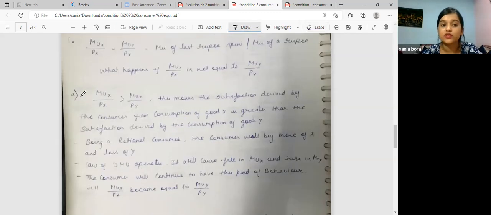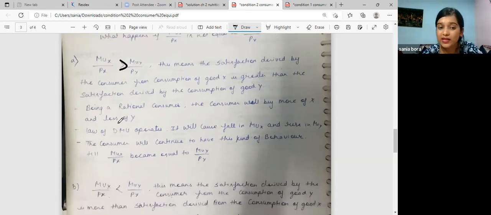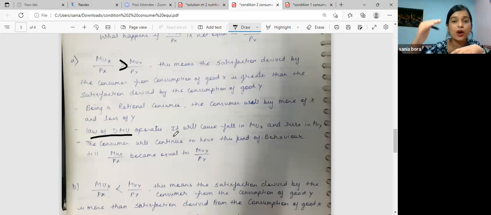Okay, so now this one. First we'll understand the first condition, the explanation: MUX upon PX is greater. This means that you are getting more satisfaction from X good as compared to Y good. So what will the consumer do? The consumer will consume more of X good because he's getting more satisfaction from it. And being a rational consumer, he will buy more of X good and less of Y good. Law of DMU will operate, and what will happen? MUX will start falling because you are consuming more, but MUY will start rising, right? The consumer will continue this behavior till MUX upon PX becomes equal to MUY upon PY.